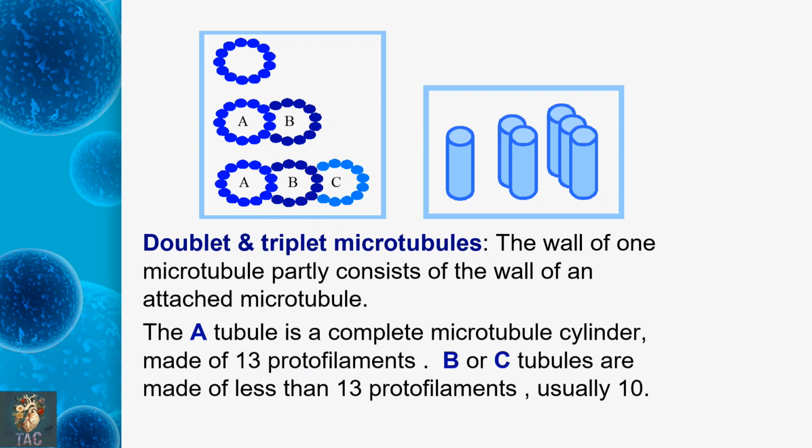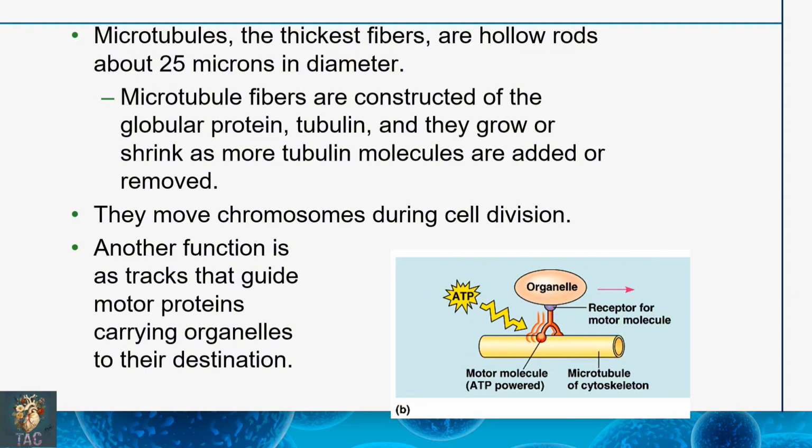with it. So again remember, microtubules are the thickest fibers. They are hollow rods about 25 nanometers in diameter. The microtubule fibers are constructed of the globular protein tubulin, and they grow or shrink as more molecules are added or removed. They move the chromosomes during cell division. So you can see this one. This is the tubulin monomer.